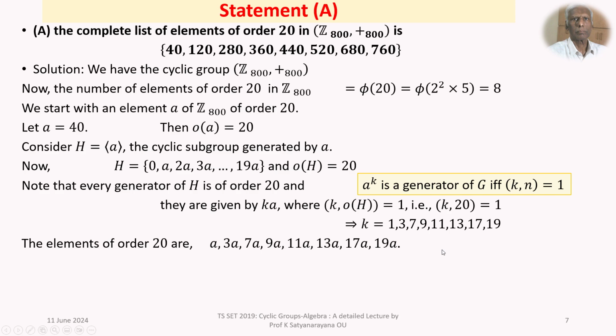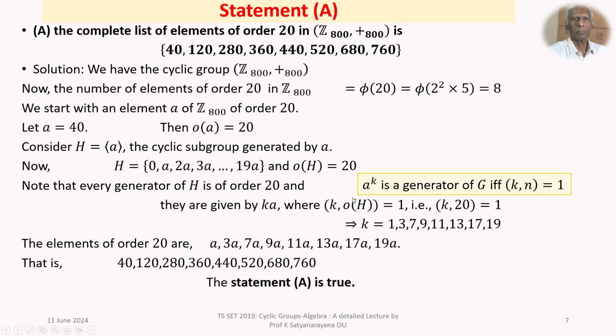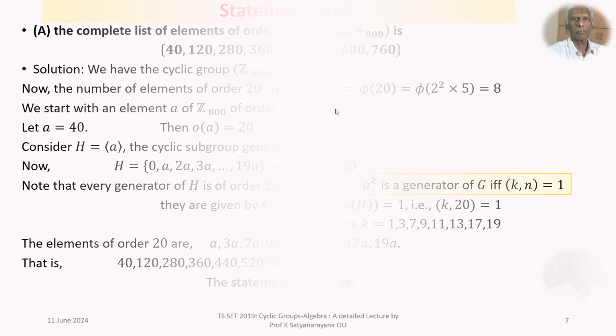So what are they? a is 40, 3a is 120, 7a is 280, 9a is 360, then 440, 520, 680, 760. So these are all the elements of order 20. Therefore, statement A is true. Statement A is true. So let's move to statement B.